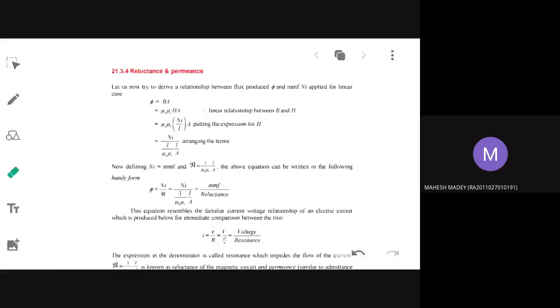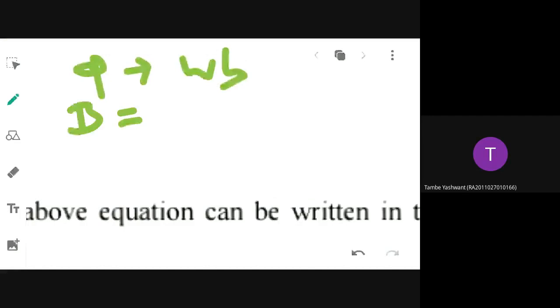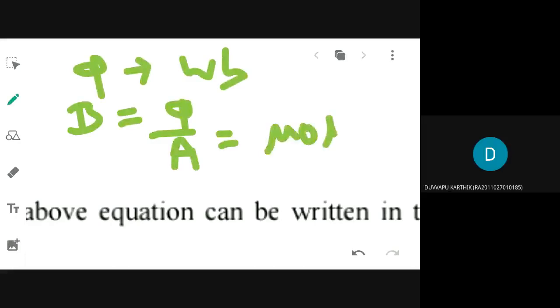Again I am summarizing the formulas. We have started off with phi, the unit is Weber. Then what is the formula for B? Phi divided by A. Or otherwise one more formula is also there for B: mu naught mu r H. What is the unit for B?